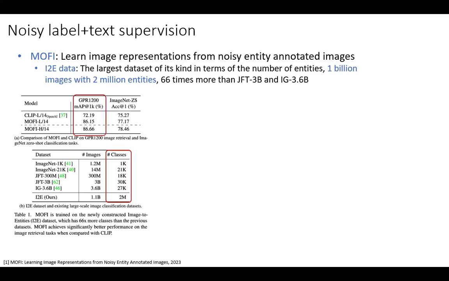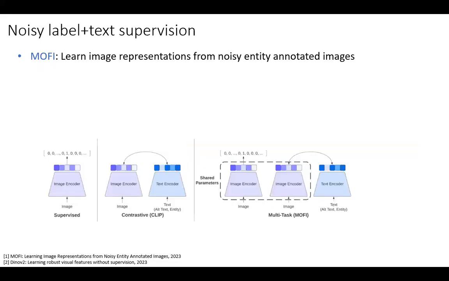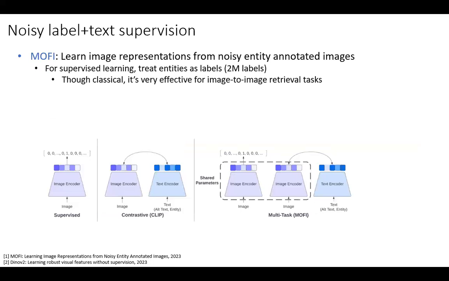By using such data sets, the authors show that on the image-to-image retrieval benchmark, which has wider industry use, the performance can be improved a lot compared with the original CLIP model. And this is some of the examples of the I2E data set. In terms of learning, it's also very simple. For supervised learning, you basically treat the entities as labels. And the only difference is now you have 2 million labels rather than, for example, 20K labels. So though this is a very classical method, it's actually very effective for image-to-image retrieval tasks.